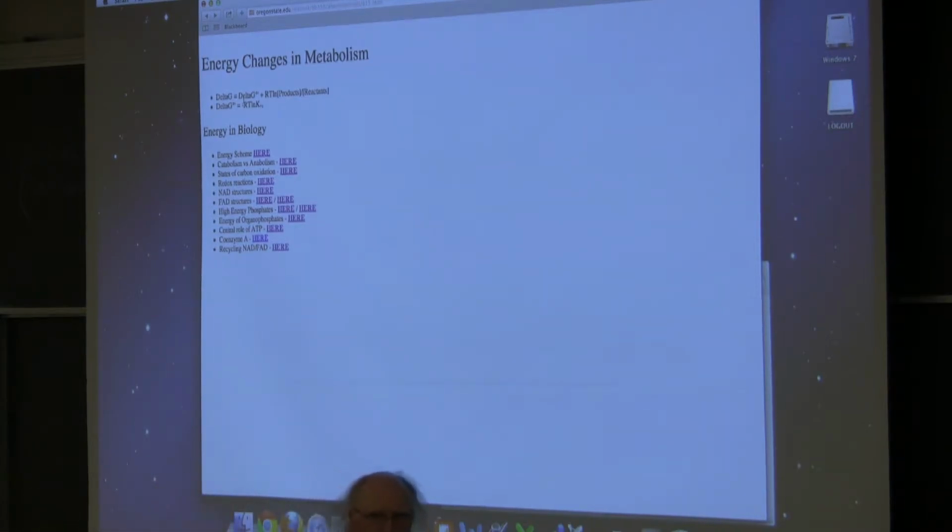Let's think about this. Now I bring up the equation. Delta G is equal to delta G0 prime. That's a different kind of delta G I'll talk about in a minute. Plus the gas constant R times the temperature in Kelvin times the natural log of what I call products over reactants. So if I had A goes to B, the product would be B, and the reactant would be A.